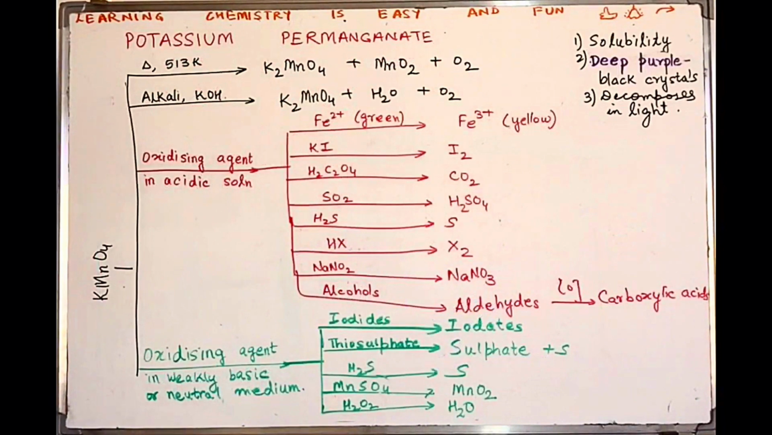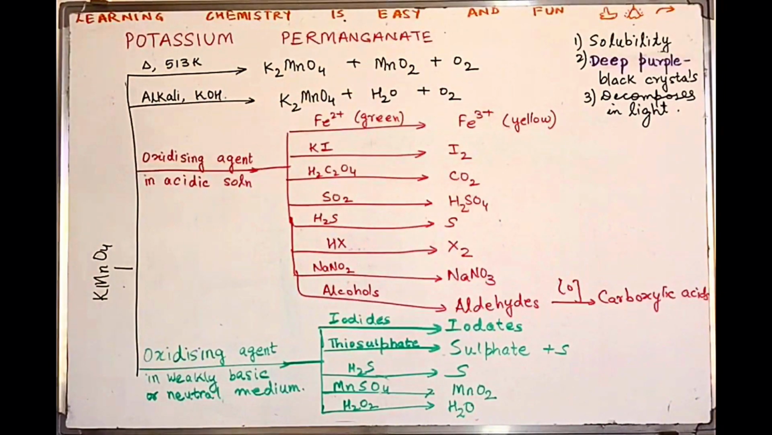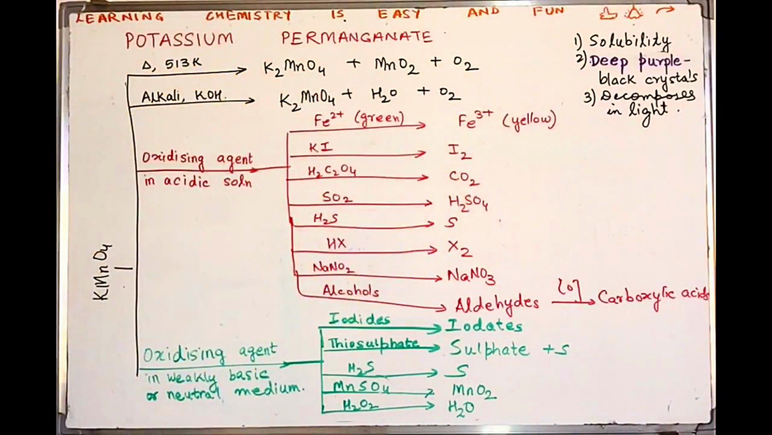It gets a bit boring doing the same thing again and again, so I've reversed the order. What we are doing now is the properties of potassium permanganate. And here I have the flow chart that you were looking for. First property, solubility. Sparingly soluble in cold water but readily soluble in hot water, just like potassium dichromate. Deep purple black crystals. Again, I've tried to put some color so that it's easier to remember. They decompose in the presence of light. That is why potassium permanganate is stored in dark colored bottles, so that they do not get decomposed.